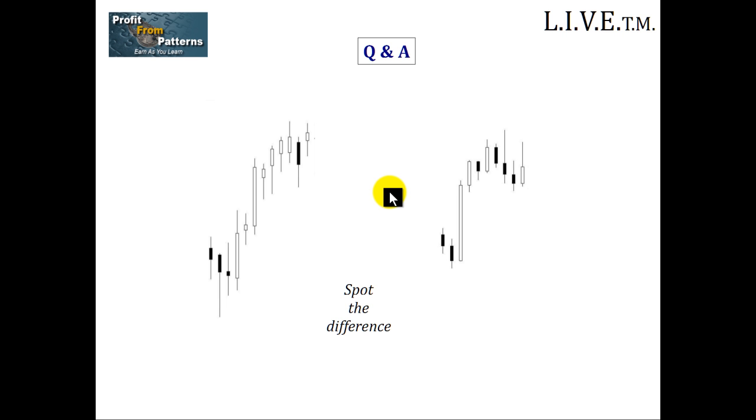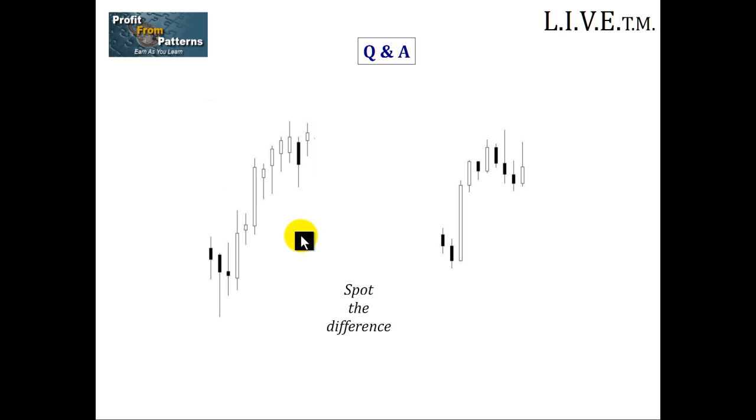Okay, final question we have here is spot the difference. Two charts, two markets, both presenting an RTV sell according to the rule set, the black and white rule set. But there is a very subtle difference, and this sort of marks the difference between knowing the rules and having internalized the setup and the rules themselves.